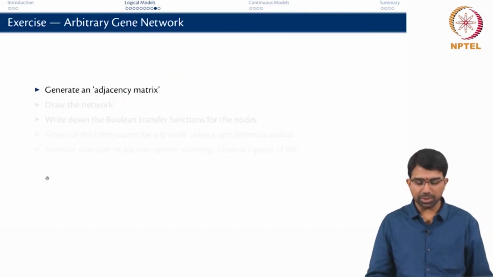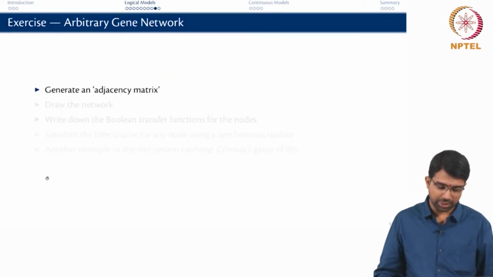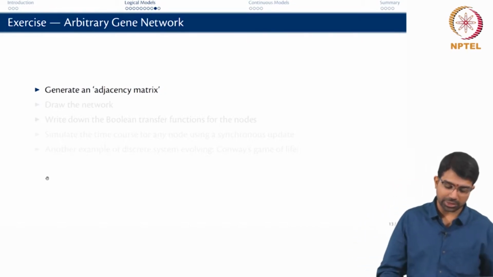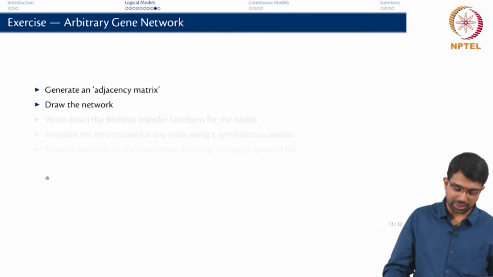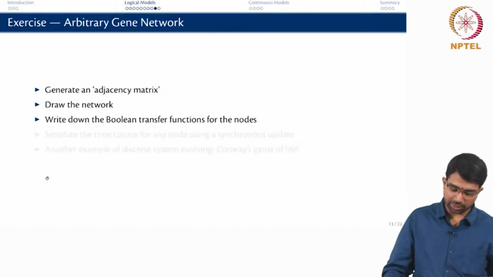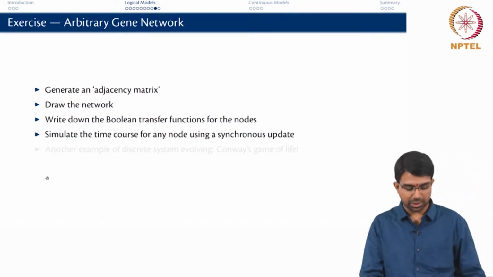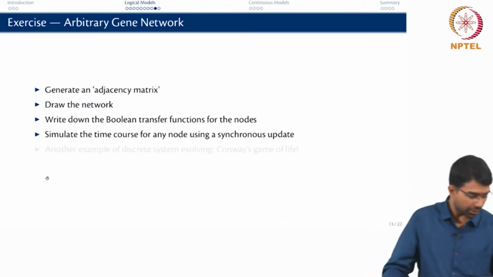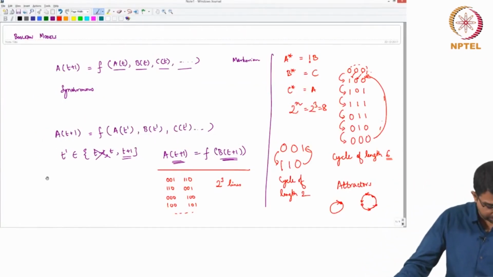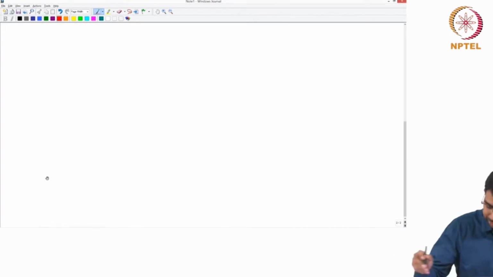So, let us take some other arbitrary gene network, and one thing you can do is take an adjacency matrix, generate an adjacency matrix, then draw the corresponding network, write down the Boolean transfer functions for the nodes, and simulate the time course for any given node using a synchronous update. We will just see how we do this for a very simple system. We already did it for one system, but let us consider this very popular system.